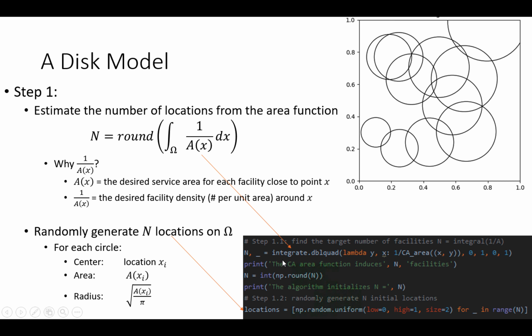And in terms of the Python lines, here is the block that achieves these steps. In this line, I do an integration using a built-in function from a package that gives me the integral of a 2D function. And in this step, I randomly generate n locations. N is my rounded integer from the previous step. And each location is defined by an xy pair, and I simply use a uniform distribution to generate the coordinates.